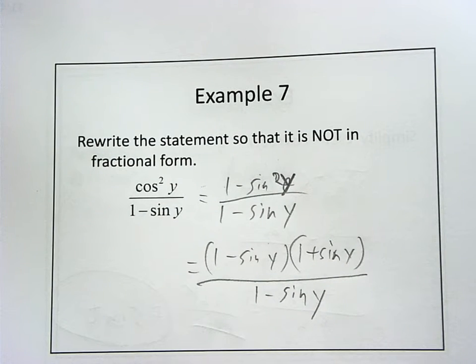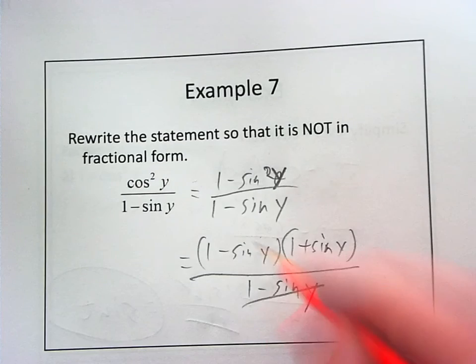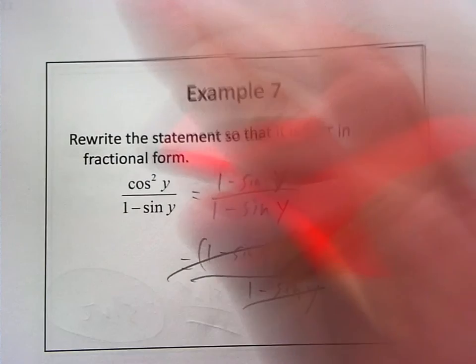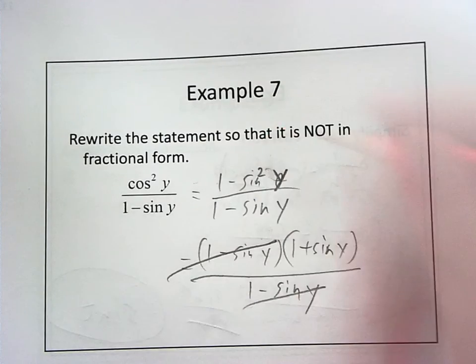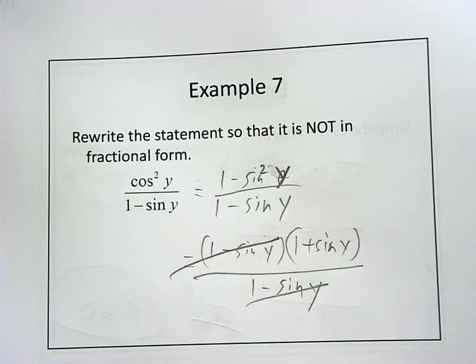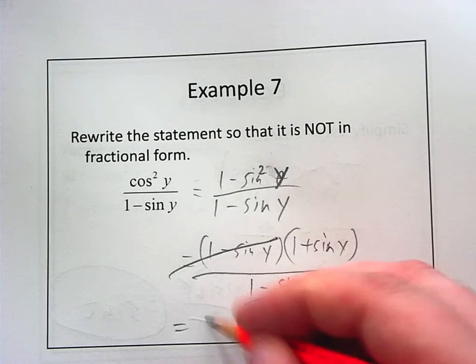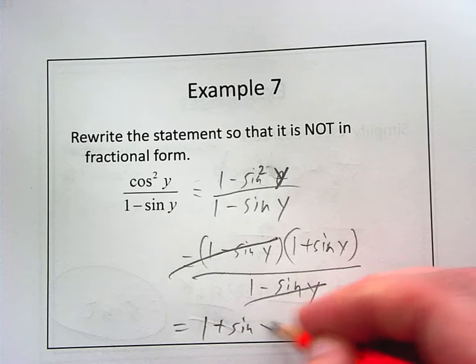Now, because these are exactly the same, I can cross them off. I can't just cross off sine on this, because they're not exactly the same. I can't just cross off the ones, because they're not exactly the same. If it's a monomial, no addition or subtraction, then you can do that. If it has any plus or minus, you can't. So your final answer is just 1 plus sine x.